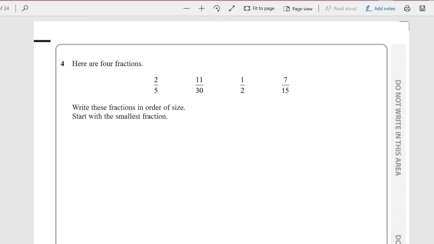So question 4 says, here are 4 fractions, 2 over 5, 11 over 30, a half, and 7 over 15. Write these fractions in order of size. Start with the smallest fraction.